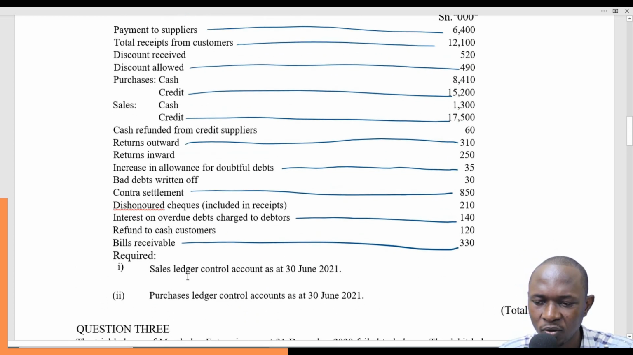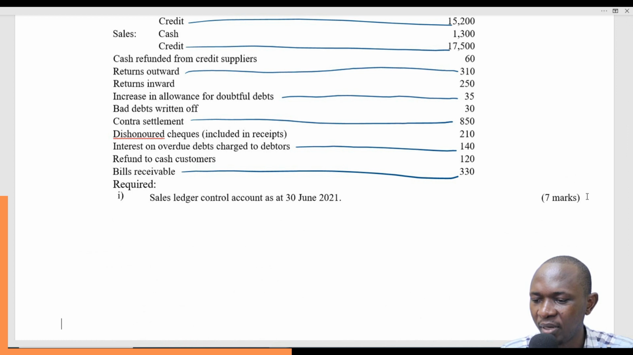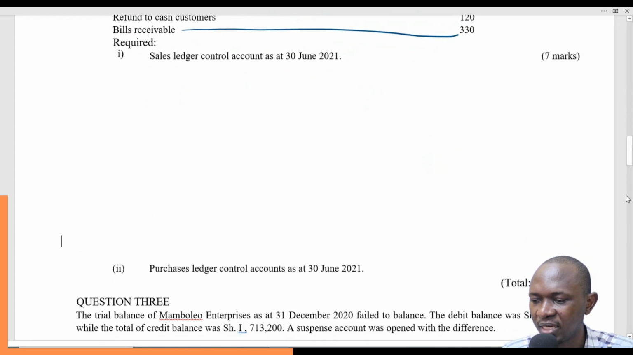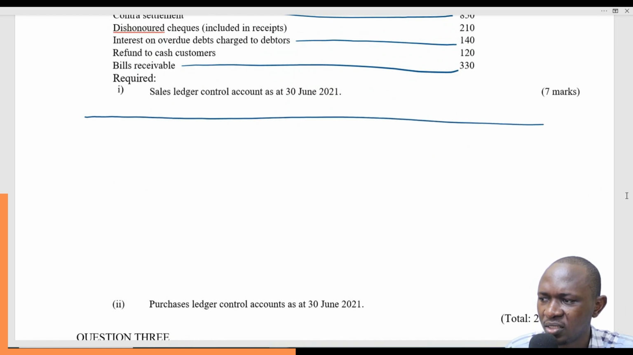So what you are required is to come up with the sales ledger control account as at 30th June 2021, 7 marks, and then come up with the purchases ledger control account as at 30th June 2021. This is not a complicated question. It's a very simple, straightforward question. So we'll just come up with a ledger.